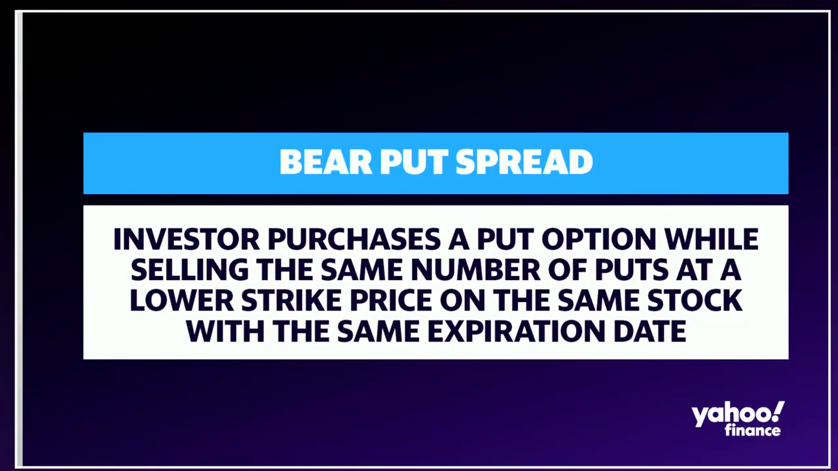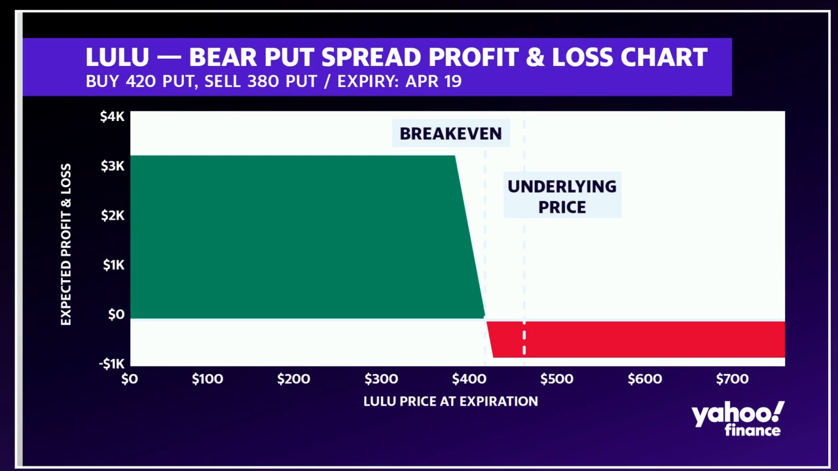We have time for one more. So I want to get quickly to this next trade, which is Lululemon. You're doing a bear put spread. And just quickly for the viewers here, a bear put spread is when an investor purchases a put option while selling the same number of puts at a lower strike price on the same stock, and that's with the same expiration. So here we're buying the 420 puts and selling the 380 puts with an expiry of April 19 for Lulu. What do you think about this? Break it down for us, please.